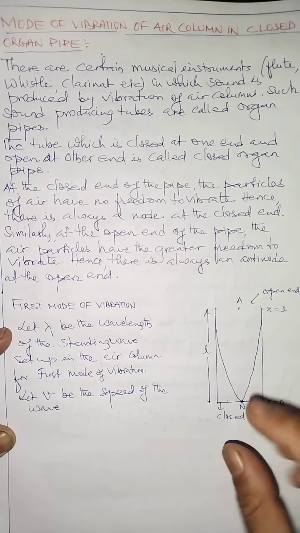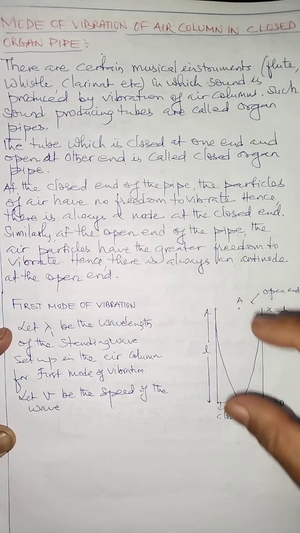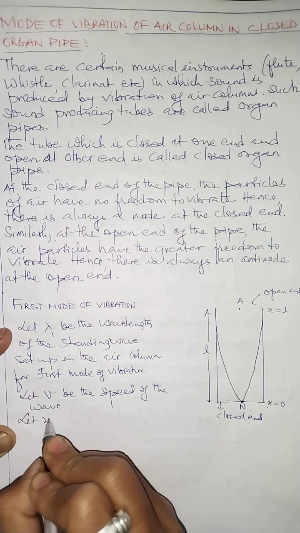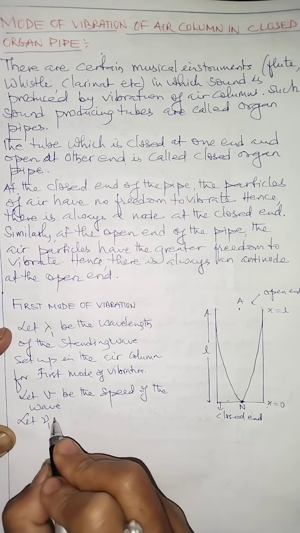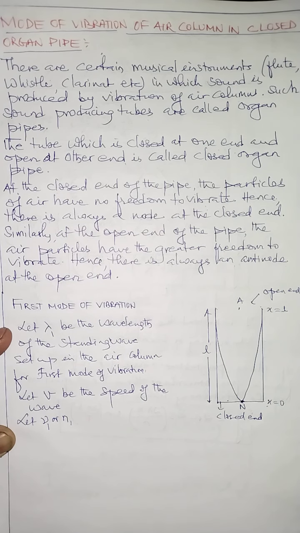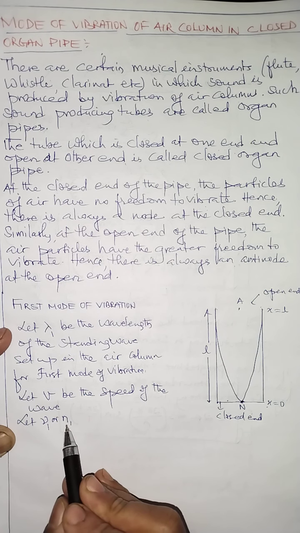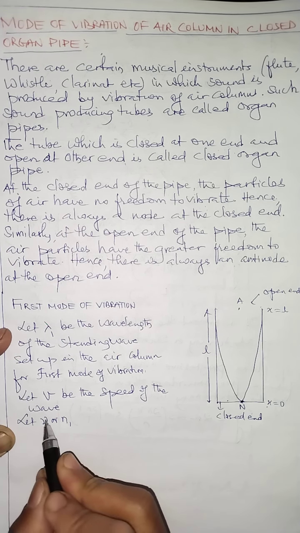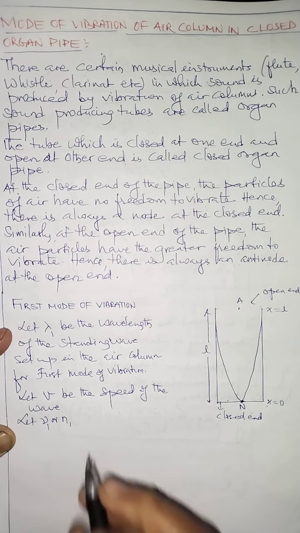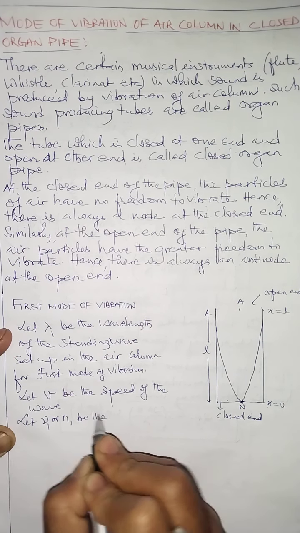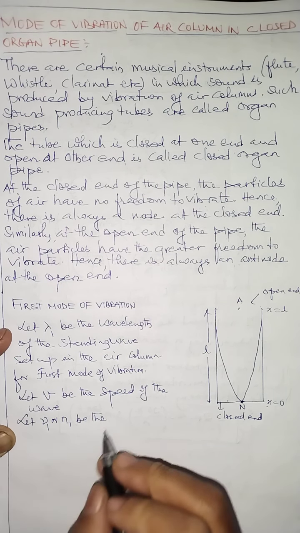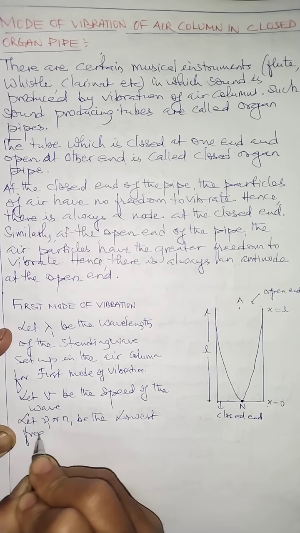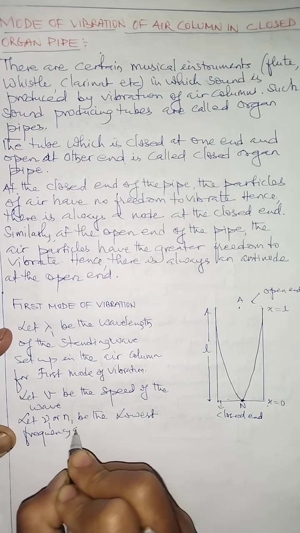And I consider that the particles of the air column in the closed organ pipe are vibrating with the lowest frequency, and that lowest frequency I consider as nu1. You can write nu1 or n1, you can use any symbol. Frequency can be represented by n or nu. Because I am representing it by nu, it is nu1. So this is the lowest frequency of vibration.